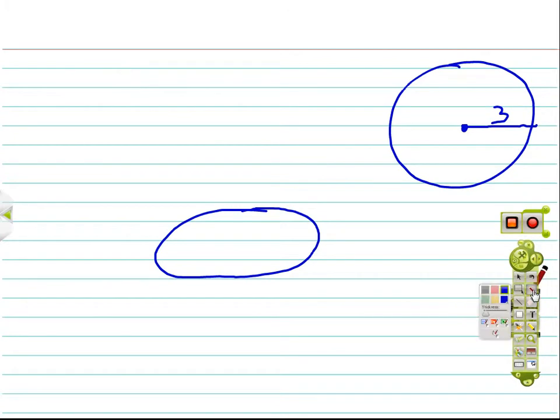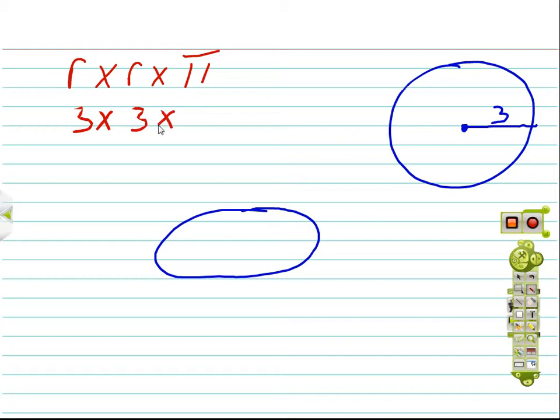Isn't it 3 times 3 times pi? I agree. Raise your hand if you have something to say. Okay, so it's radius times the radius times pi. Now this is what it might look like. So in this case, it's 3 times 3 times pi. What is it, Noah?